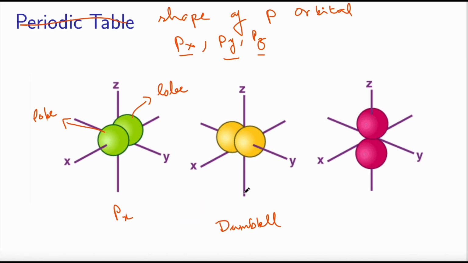This is px, and this is py. Here the axis of the dumbbell is along x, here the axis of the dumbbell is along y, and this is pz, where the axis of the dumbbell is along z. The reasoning is the same. Inside the yellow lobe, the probability of finding the electron is significant, and outside the lobes it is negligible. Here also, inside the reddish lobes it is significant, and outside it is negligible.